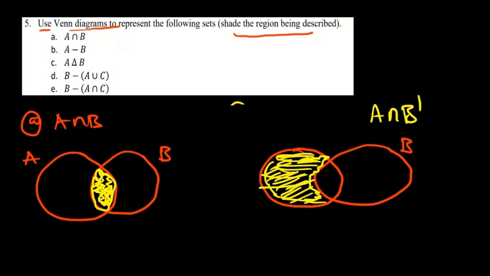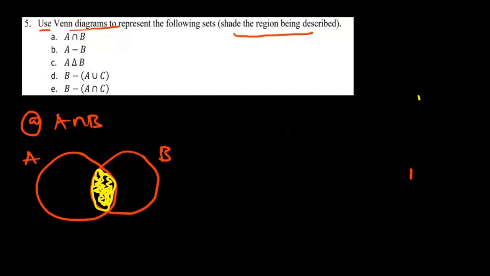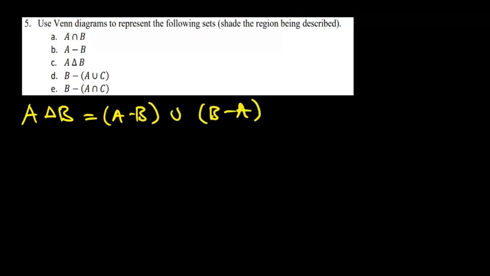The next one is the symmetric difference. I taught you what symmetric difference is. So the symmetric difference A, and then you have this like a triangle, and then B, it simply means A minus B union B minus A. This is what it means.